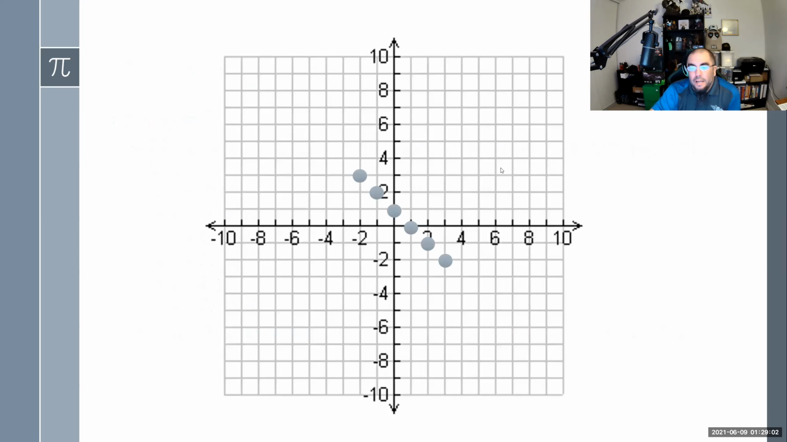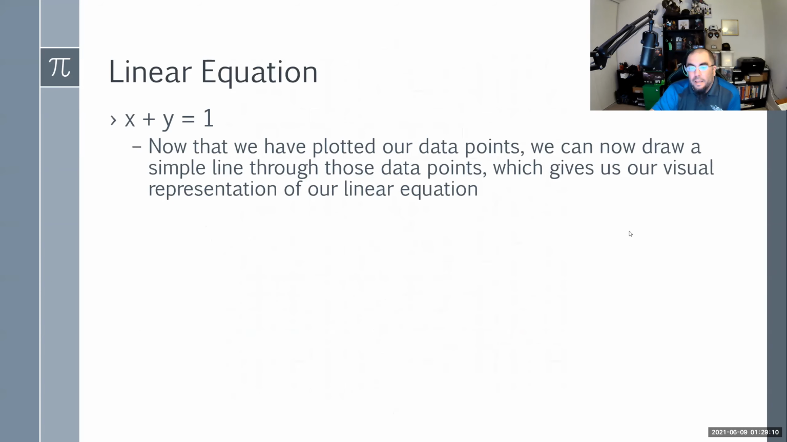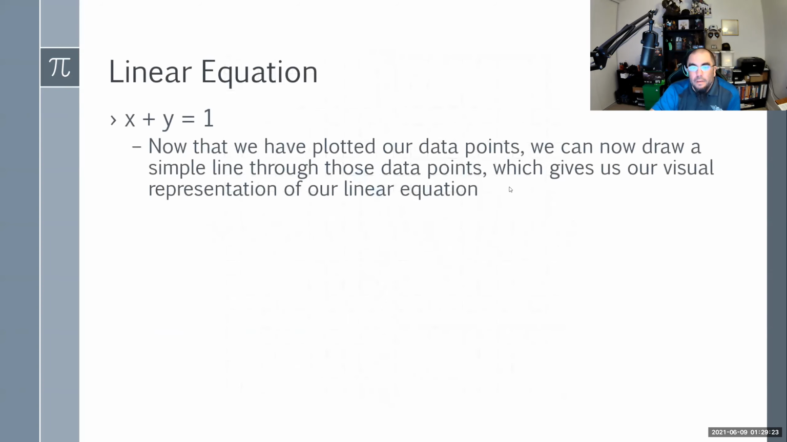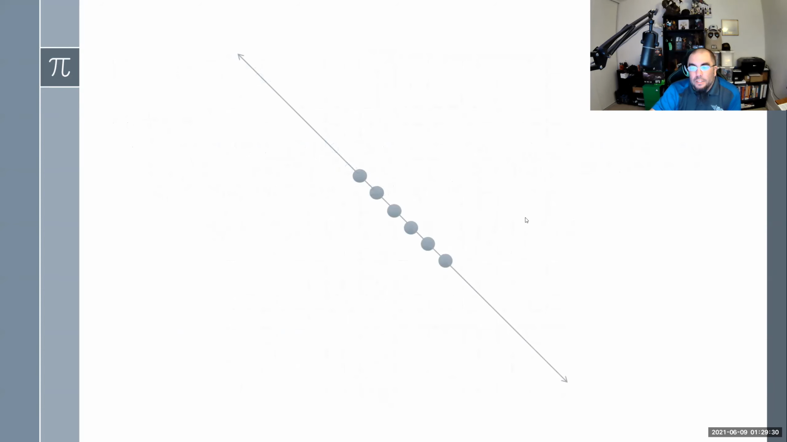So here we have a bunch of dots, and these are just following along that formula. That linear equation allows us to make a straight line running through it, right? So we have this nice, even sloped line running right through all those coordinate points. Now that we've plotted our data points, we can draw a straight line through those points, which gives us our visual representation of the linear equation.